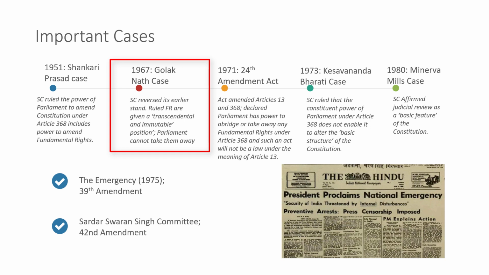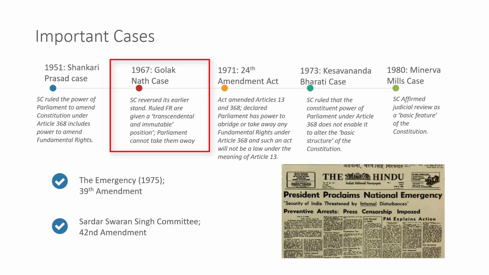The Supreme Court ruled that the fundamental rights are given a transcendental and immutable position, and hence the Parliament cannot abridge or take away any of these rights. A constitutional amendment act is also a law within the meaning of Article 13, and hence would be void for violating any of the fundamental rights.